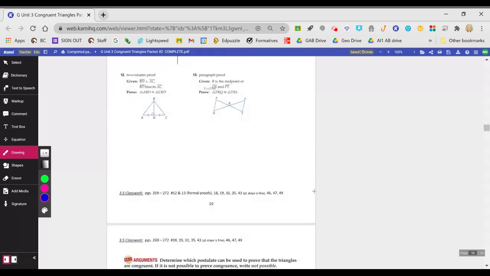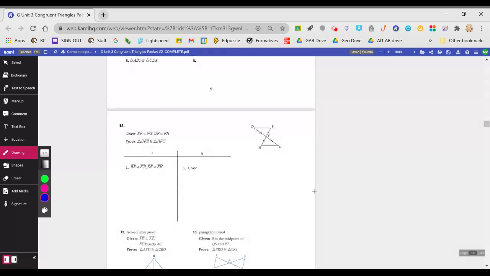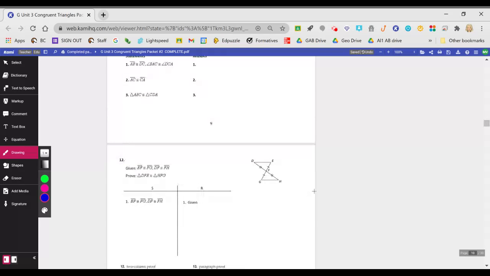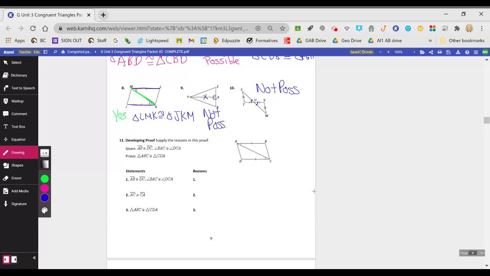Okay, so now we've got a couple of proofs we're going to try. I'm actually going to do 2 in the video, and then we'll do 12 and 13 together tomorrow. So number 11, supply the reasons in this proof. The first reason is these are given. I know that AB is congruent to DC, and I know these two angles. Why is AC congruent to AC? Hopefully you remember that's our reflexive property. And then we know that ABC is congruent to CDA by side angle side.